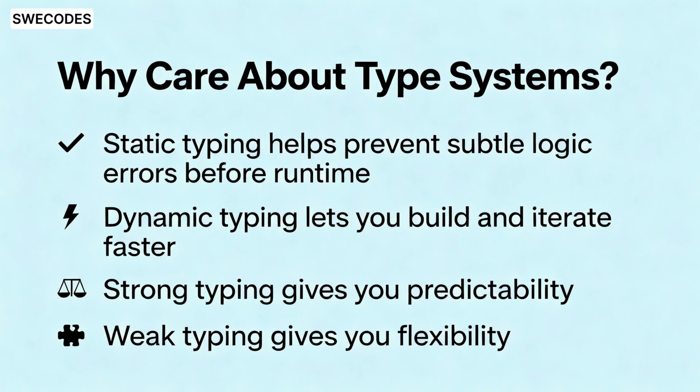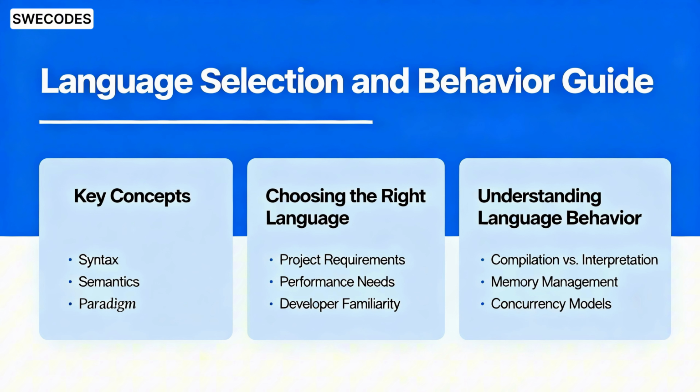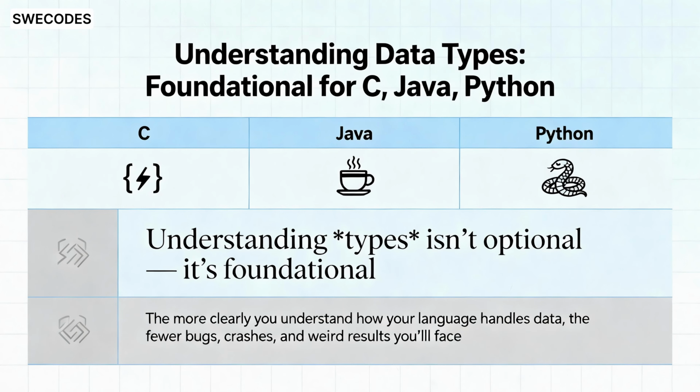So why should you care about type systems at all? Because they shape everything about how you write, debug, and optimize your code. Static typing helps prevent subtle logic errors before runtime. Dynamic typing lets you build and iterate faster. Strong typing gives you predictability. Weak typing gives you flexibility. Mastering these concepts lets you choose the right language for the right job, and understand why languages behave the way they do. In the end, whether you're coding in C, Java, or Python, understanding types isn't optional. It's foundational. The more clearly you understand how your language handles data, the fewer bugs, crashes, and weird results you'll face later.